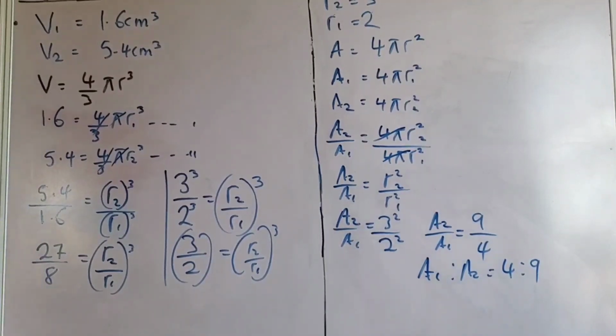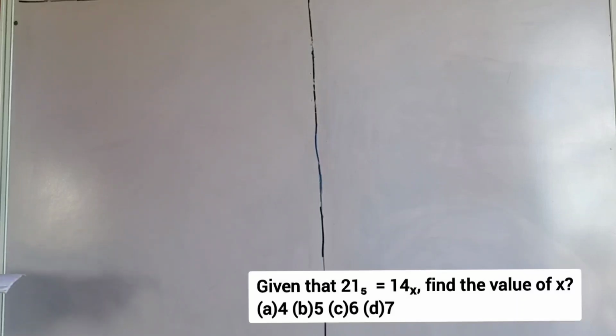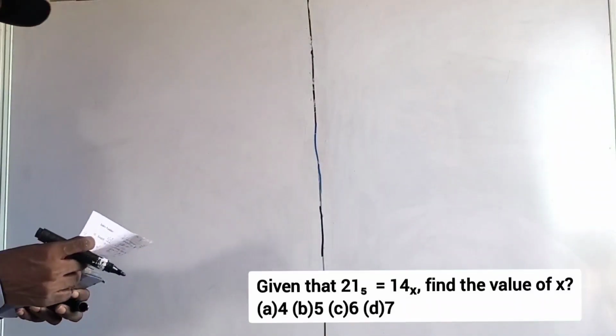Now let us proceed to the next question. Given that 21 base 5 equals 14 base x, find the value of x. A 4, B 5, C 6, D 7.